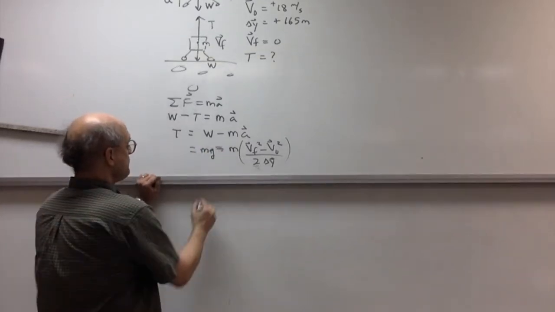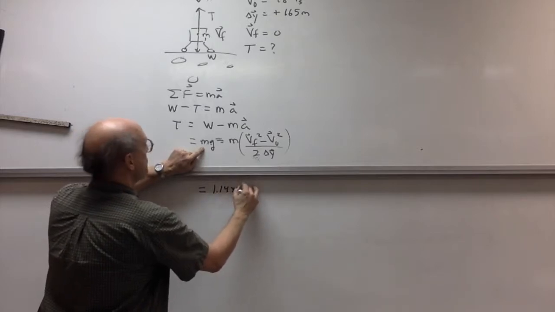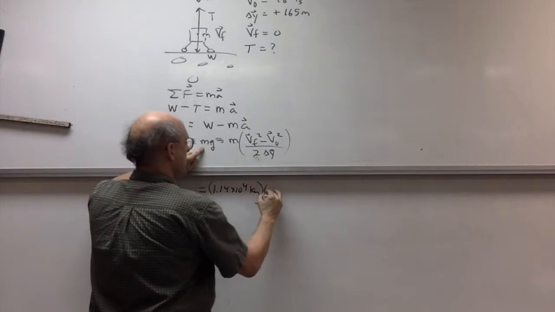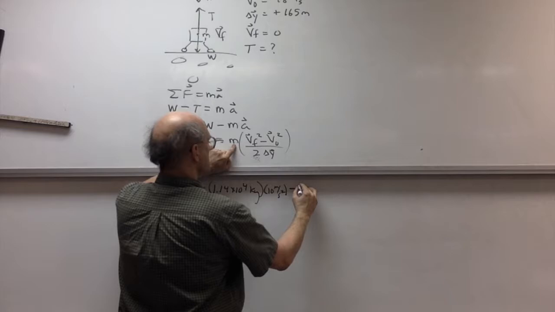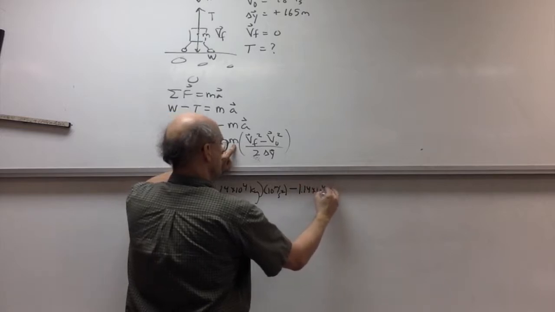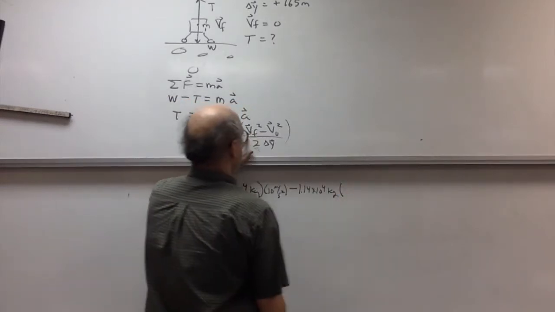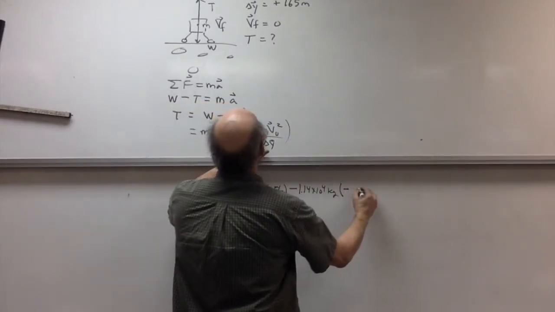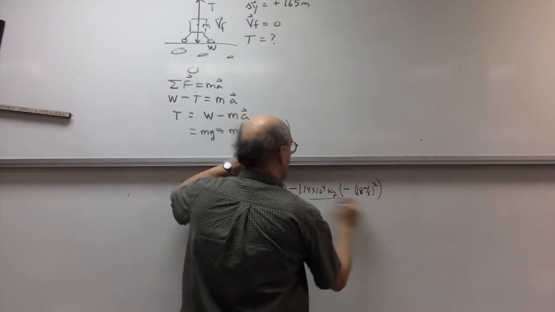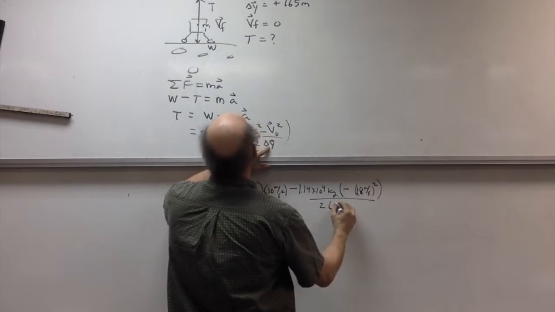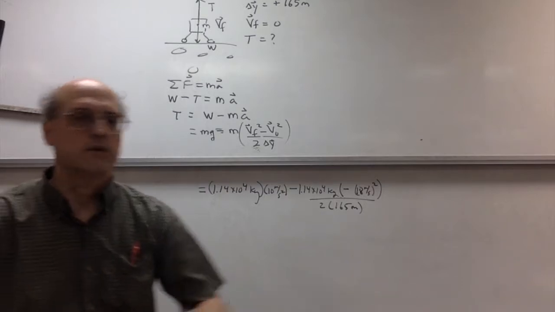So let's substitute. So we have the mass of the craft, 1.14 times 10 to the fourth kilograms. Multiply that by 10 meters per second squared. Subtract the mass again, 1.14 times 10 to the fourth kilograms, and then multiply that by the negative of 18 meters per second squared, all over 2 times delta y, which is 165 meters. Okay, so that's how we get the thrust.